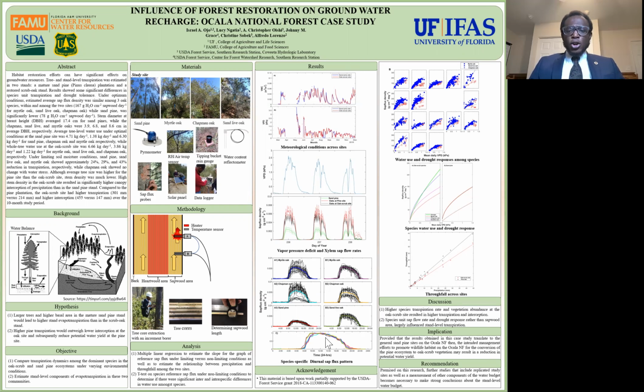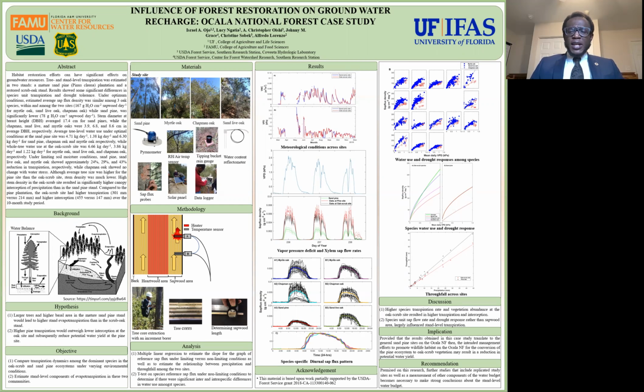species. Also, this graph right here shows that sand pines reached a peak value for transpiration at noon, while the oak scrub species reached a peak value for transpiration between 10:30 a.m. and 10:45 a.m. This graph shows that most species behaved differently at limiting conditions represented by the red color and non-limiting conditions represented by the blue color, which is further demonstrated by this graph right here.